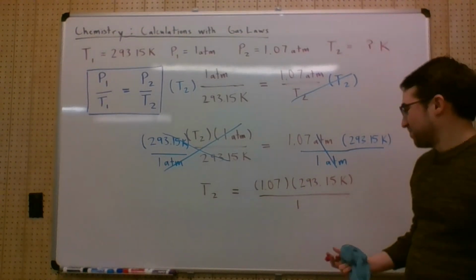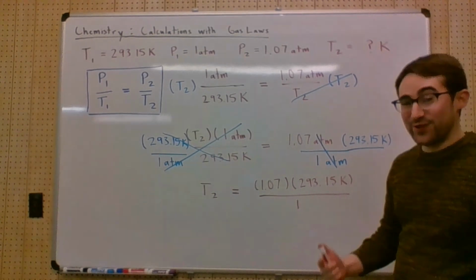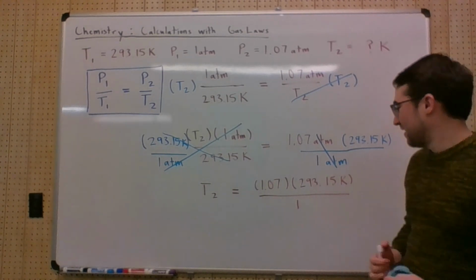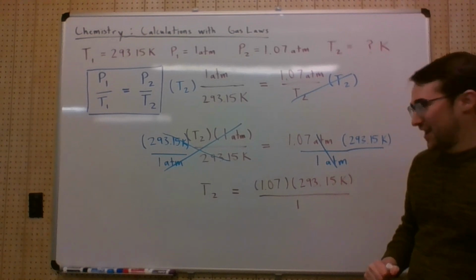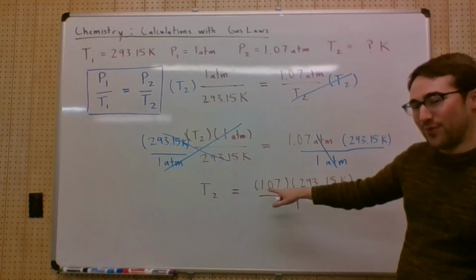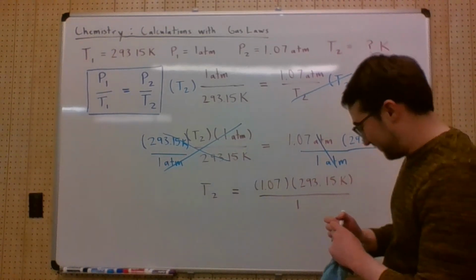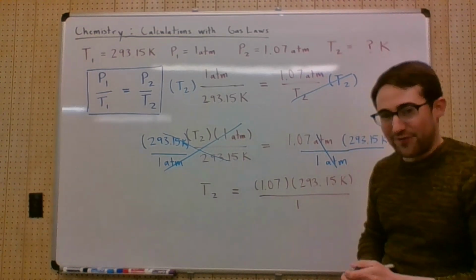Okay, so all I have to do now is take my 1.07, I cancel the atmosphere's unit out, so it's just a number, times 293.15, and divide it by 1. Again, the atmosphere's unit down there was canceled out. Okay? Dividing by 1 is not going to do anything, so all I have to do is take 1.07 times this 293.15, and I should get my answer. Let me grab my calculator. And while I'm punching this in, you can try it for yourself.